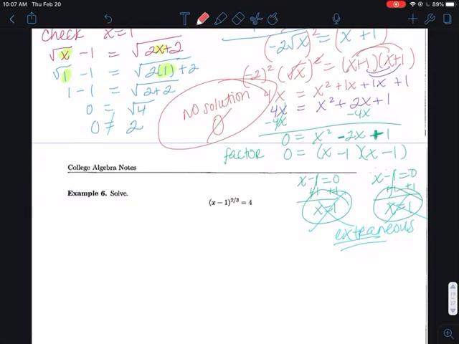So that one was probably the most challenging problem in this section. So definitely have to practice those.